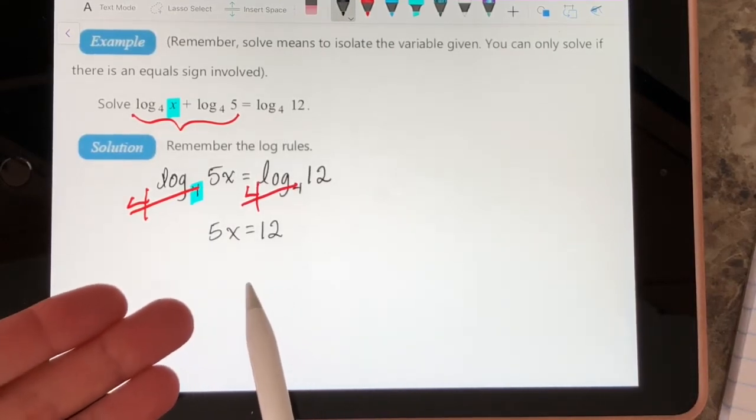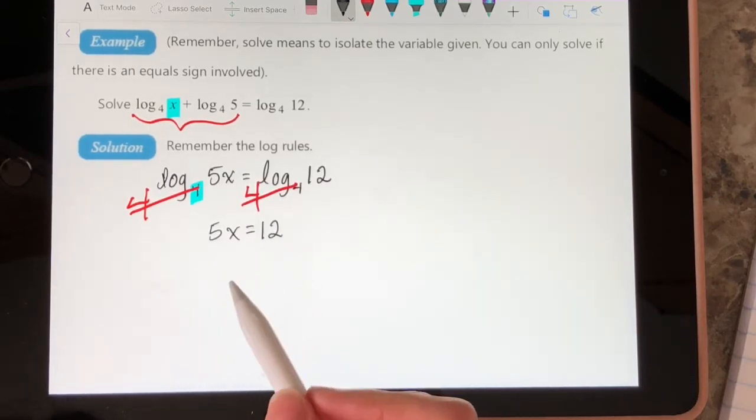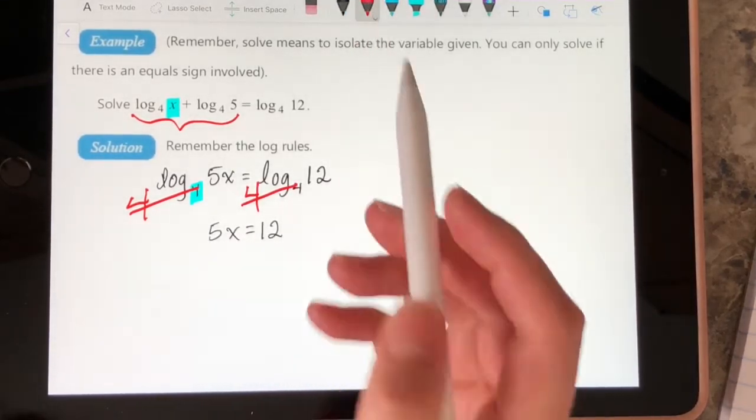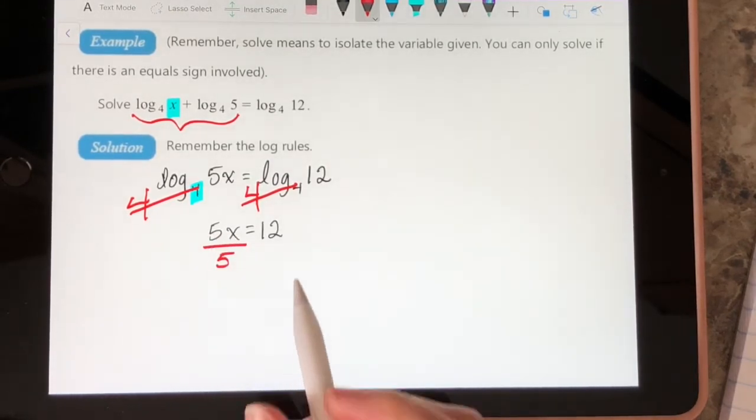This is something we know how to solve. This is a basic one-step algebra problem. 5 times x equals 12. How do I get x by itself? I divide by what's multiplying by the x. So I divide by 5.